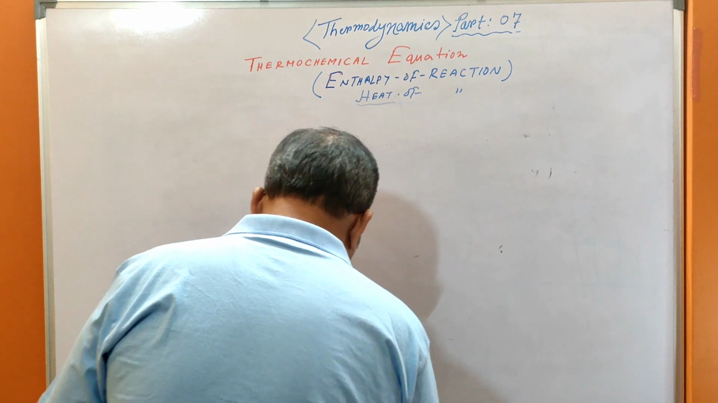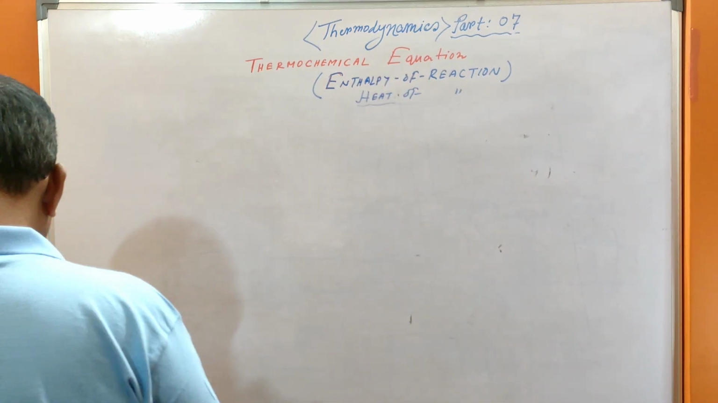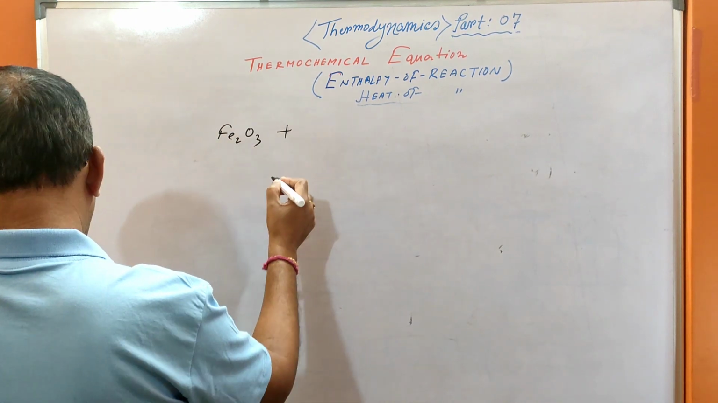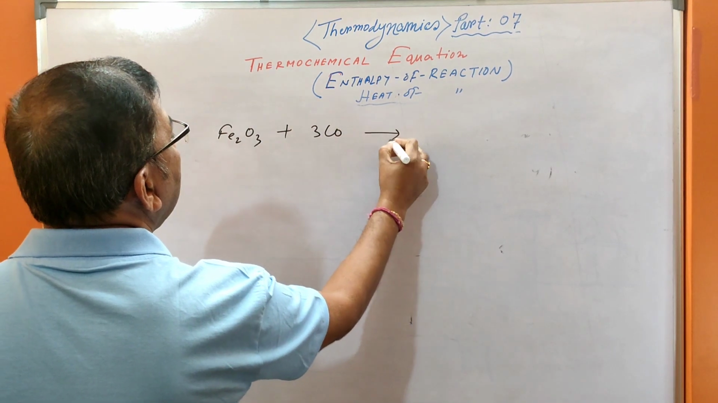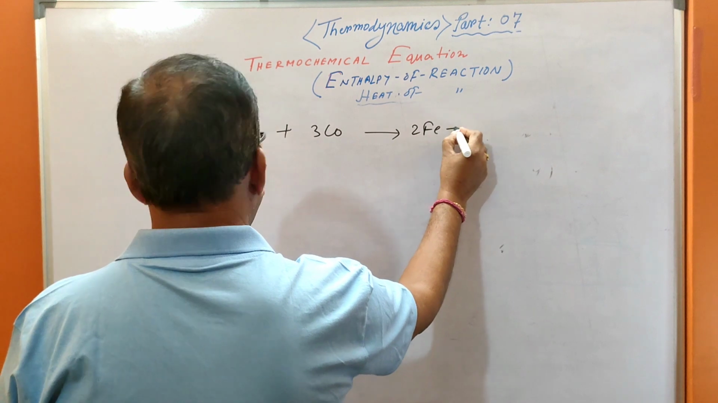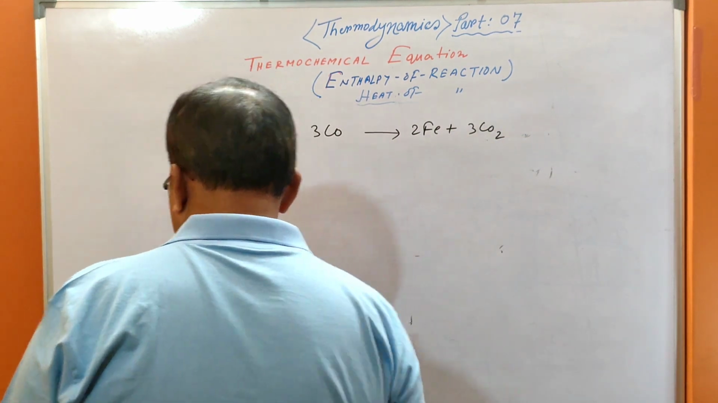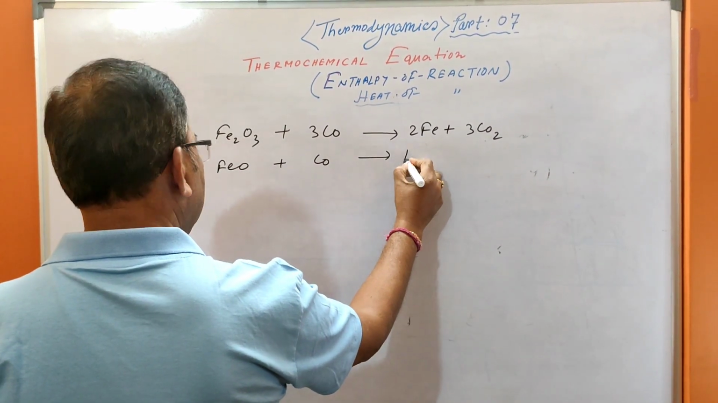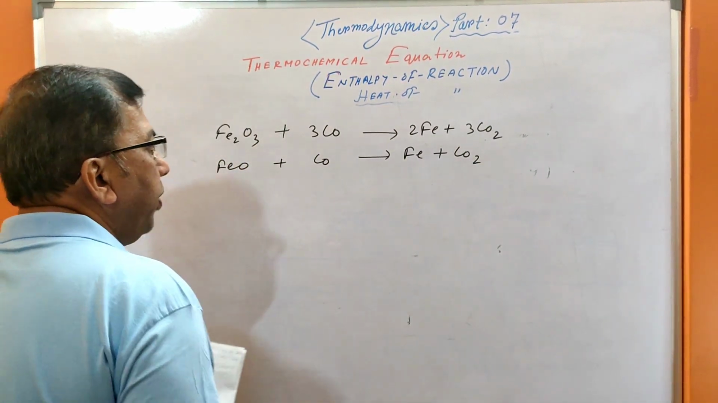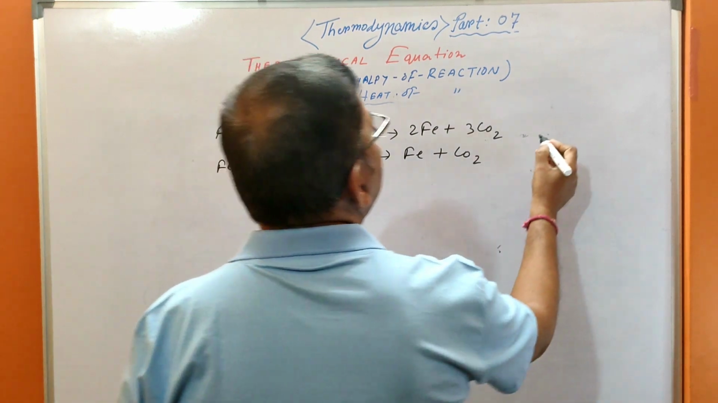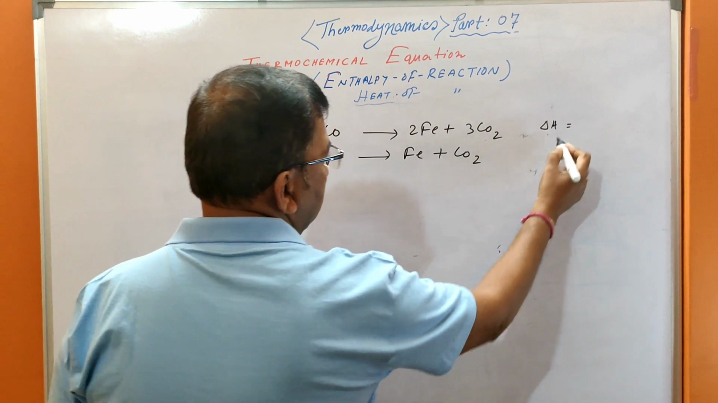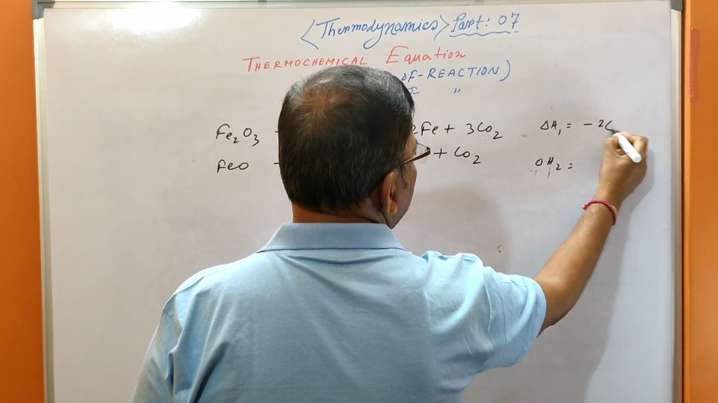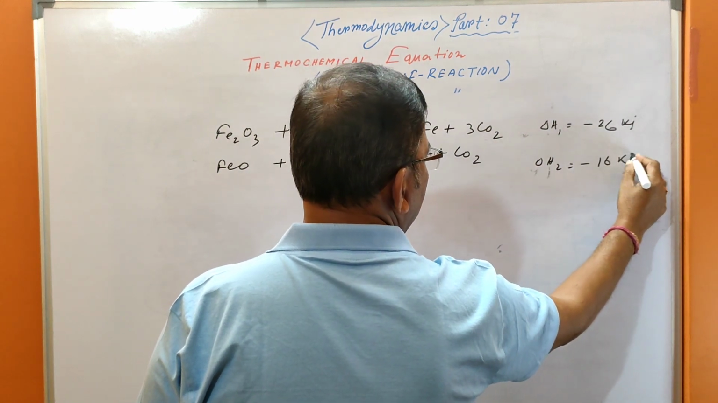I am telling you example 2's sum. Suppose this reaction is given: Fe2O3 plus 3CO gives 2Fe plus 3CO2, and FeO plus CO gives Fe plus CO2. This is given. The delta H values, delta H1 and delta H2, are given: minus 26 kilojoule and minus 16 kilojoule.